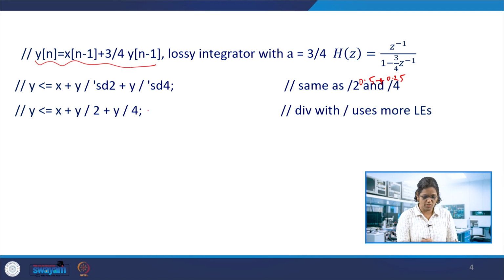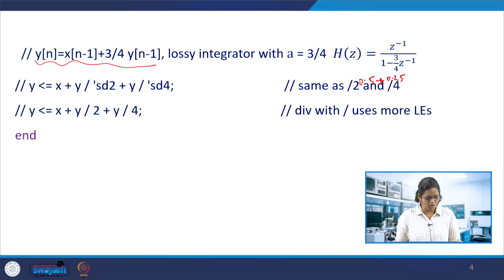So there are three ways in which this difference equation of this lossy integrator can be implemented in Verilog. If we use division, then it uses more logic elements in the synthesis process. So the shift operators are preferable, so that in the synthesis process it would use fewer logic elements. Okay. So then end.